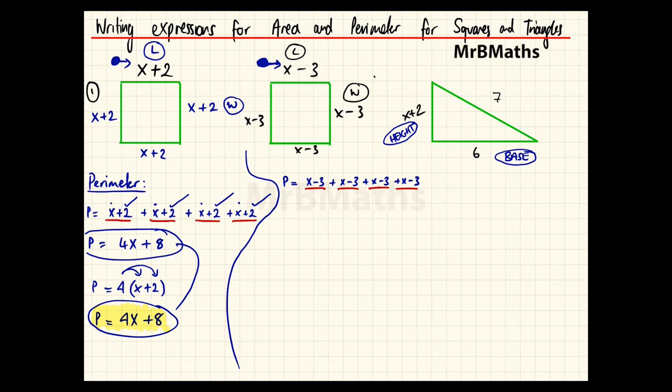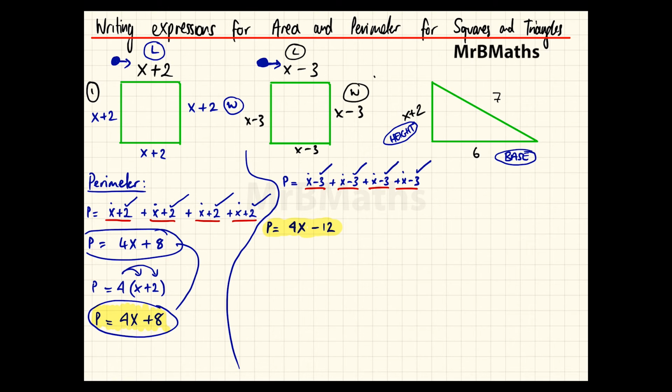So therefore p equals, collect all my x terms, x plus x plus x plus x, which is 4x. Then I've got my minus 3, so minus 3, take away 3, take away 3, take away 3, which will give me minus 12. So my expression for perimeter for this one will be p equals 4x minus 12.